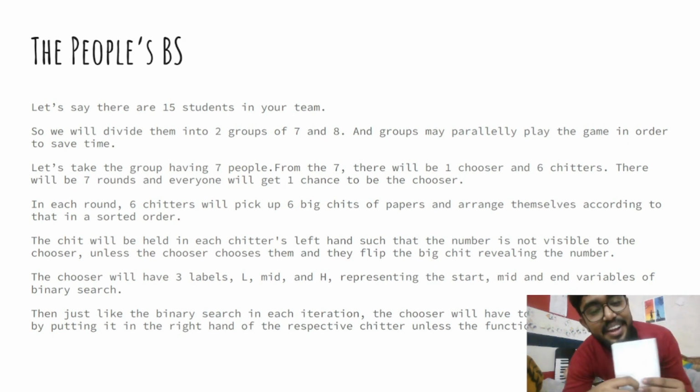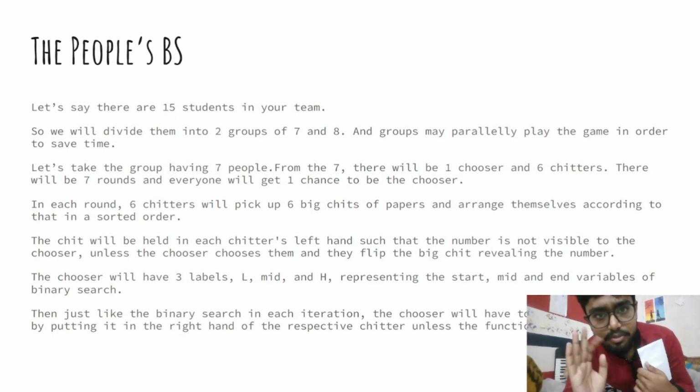Now since the chooser has to follow the binary search, I'll just read it. The chit will be held in each chitter's left hand such that the number is not visible to the chooser unless the chooser chooses them. The chooser will choose the chitter, then the chitter will flip the chit and reveal the number. The chooser will have 3 labels, L, mid and H, representing the start, mid and end variable of the binary search. Just like binary search, in each iteration the chooser will have to reassign the labels by putting them in the right hand of the respective chitter.